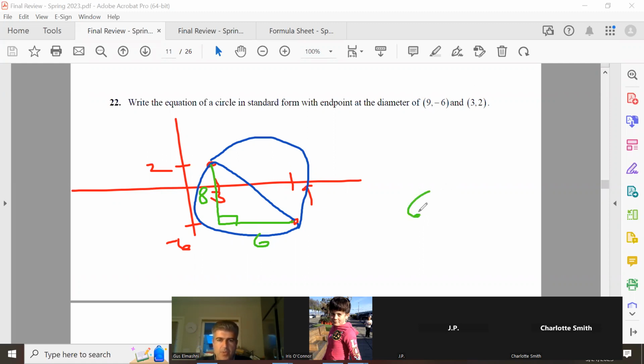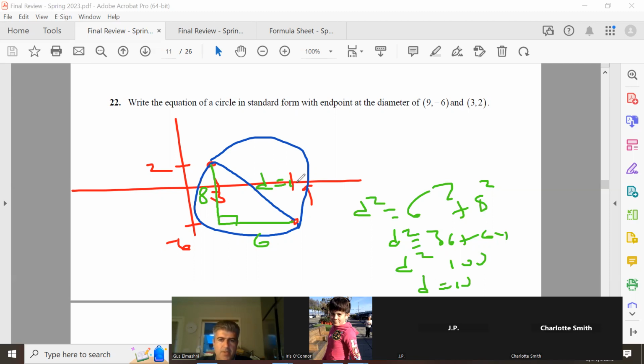And Pythagorean theorem, 6 squared plus 8 squared. 36 plus 64, you get 100. Root it, you get 10. So your diameter would be all this here. D squared would equal all that. So your D is just 10. If your D is 10, your radius is clearly 5.